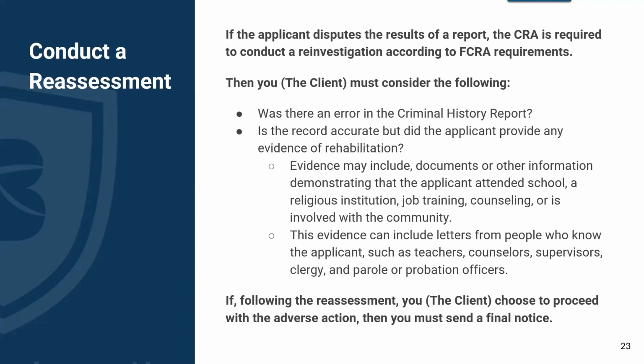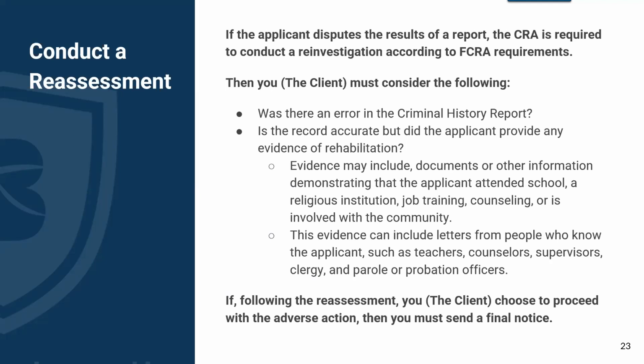Some of this evidence may include documents or other information demonstrating that the applicant attended a school, religious institution, some additional job training, some counseling, or is now involved with the community. And this evidence can include letters from people who know the applicant, such as teachers, counselors, supervisors, clergy, and parole or probation officers. And so if an applicant sends that information to us, we will also share that with you as the client for review.